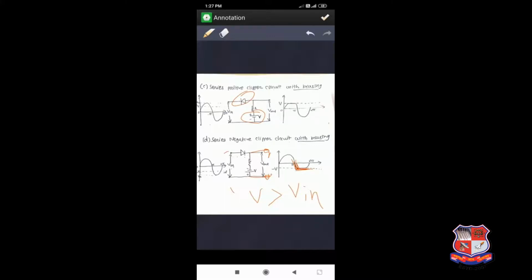Okay, again the input voltage is decreased, so due to this battery the diode is in forward bias, so we get output like this. In that also, the negative portion of the negative cycle is skipped. Some portion of the negative cycle is skipped, so it is called a negative clipper circuit, series negative clipper circuit with biasing.